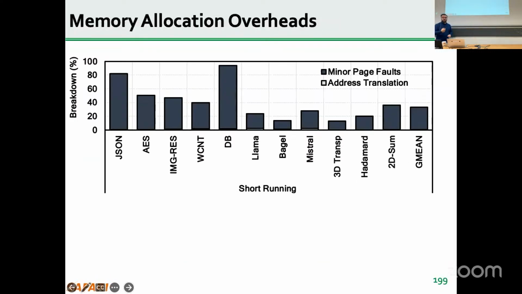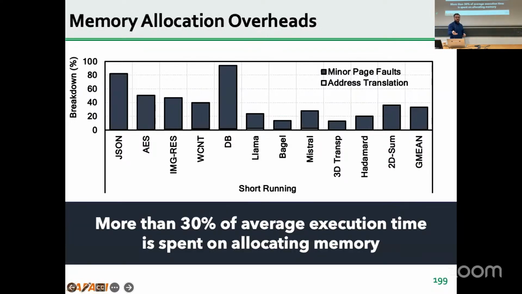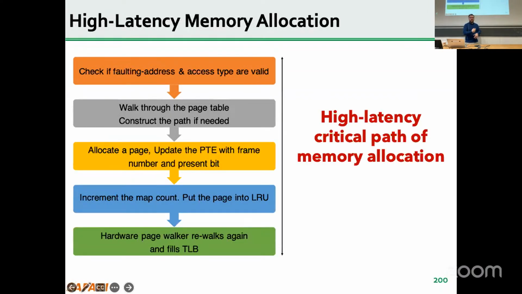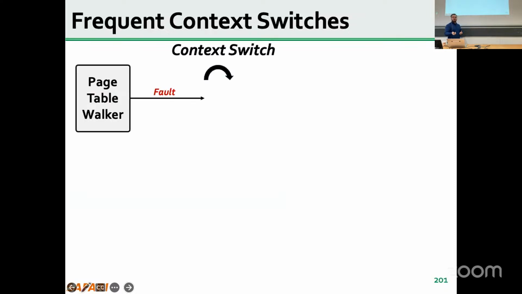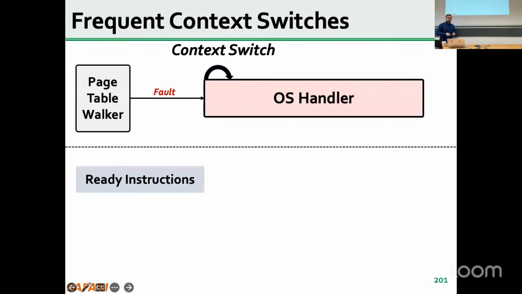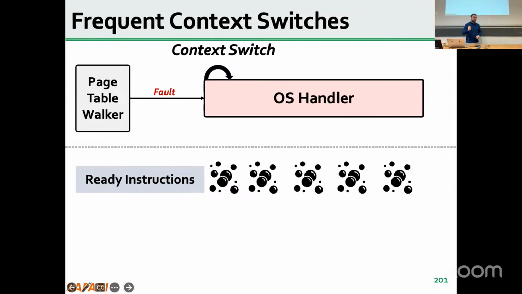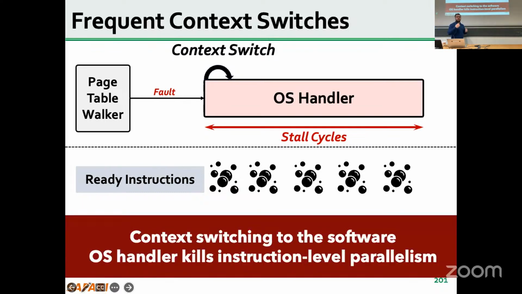Again, this is another problem, the memory allocation overheads. We have more than 30% of our average execution time spent on allocating memory. Why? We have a very complex and high latency pipeline in the operating systems right now for allocating memory, which causes frequent context switches. What does this mean? When we have a fault, we context switch to the OS handler, and whichever instructions in my program were ready to execute, they cannot execute. They need to face bubbles, and they stall until the OS handler finishes its execution. So what does that mean? That the context switching back and forth from the OS to the user space kills the instruction level parallelism. I cannot execute my instructions in parallel to what's happening in the operating system.